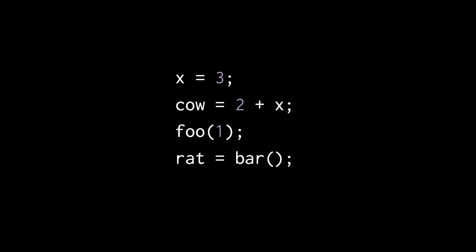Expression statements in JavaScript all end in semicolons. Here we have 4 expression statements. The first assigns the value 3 to x, the second assigns 2 plus x to cow, the third calls the function foo with the argument 1, and the fourth calls bar with no argument and assigns its returned value to rat.